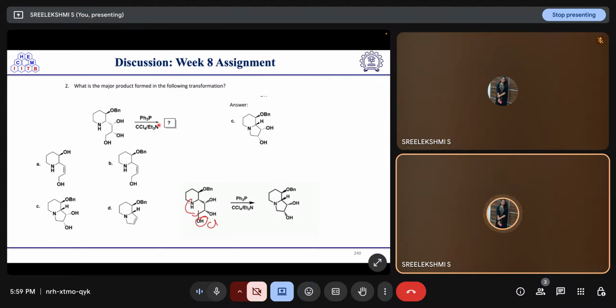So here what is happening, this nitrogen lone pair will come and attack at this carbon, and this OH will be converted into chloride by the CCl4 and it will be eliminated, and then this nitrogen lone pair will attack over this carbon and the chloride will leave to form this product. So the correct answer will be option C.